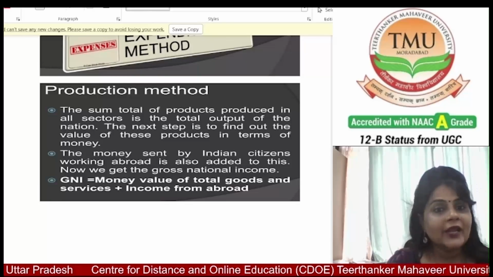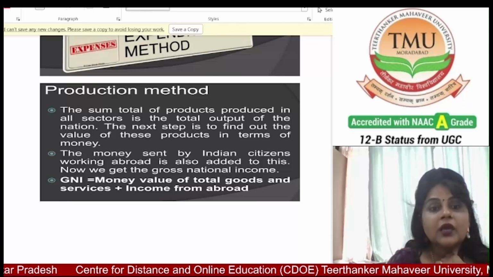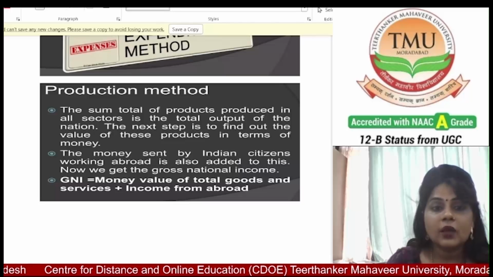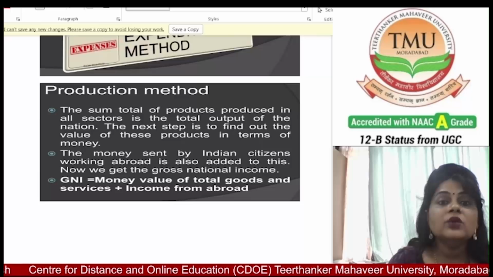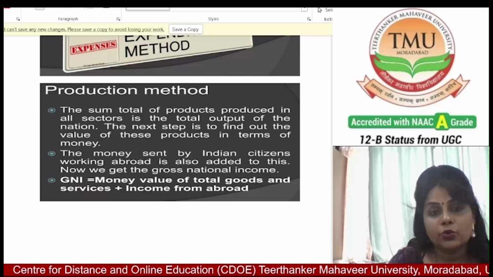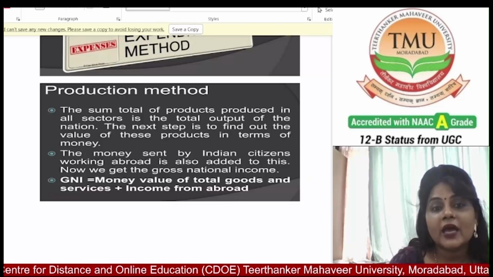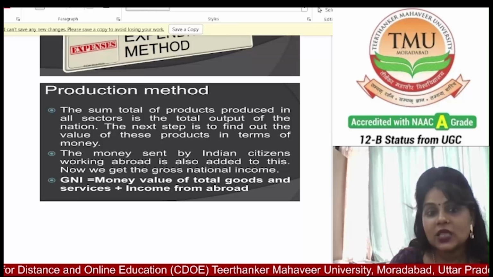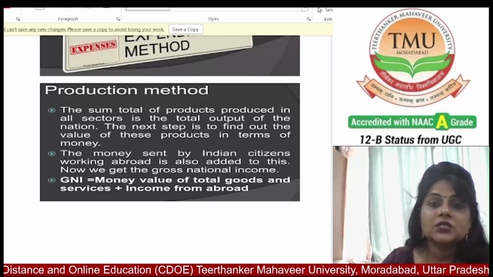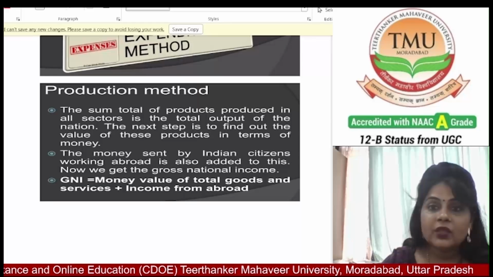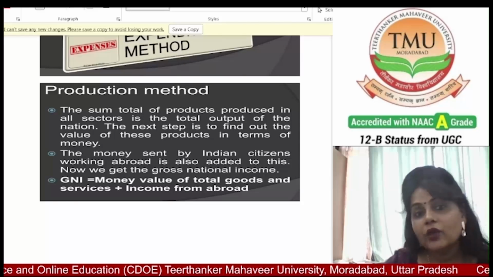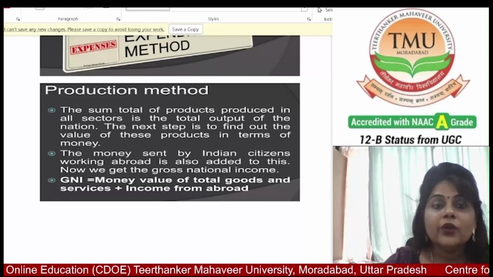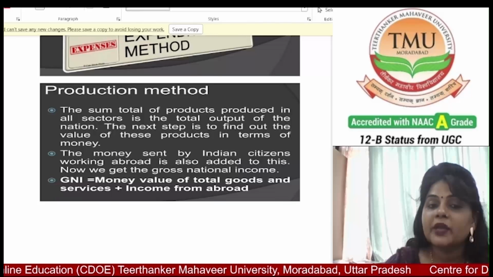Here, flour is an intermediate good. Its value is 30. It is the value of intermediate consumption. Bread is sold in the market as a final good, whose value is 50, and is the value of output. It shows that the baker has added a value of 20 to the flow of goods and services in the economy. So, the difference between the value of output and the value of intermediate goods is known as the value added. Value added is equal to value of output minus intermediate consumption.